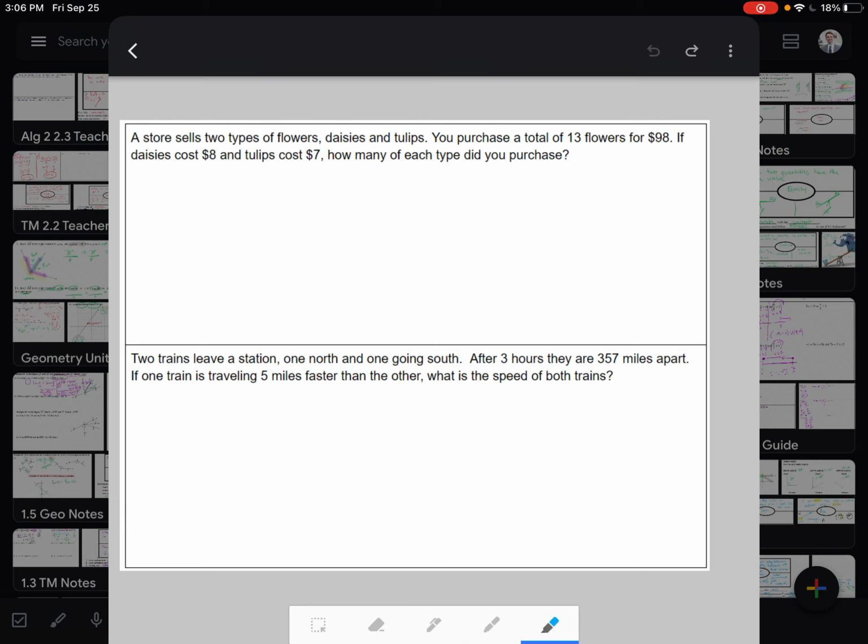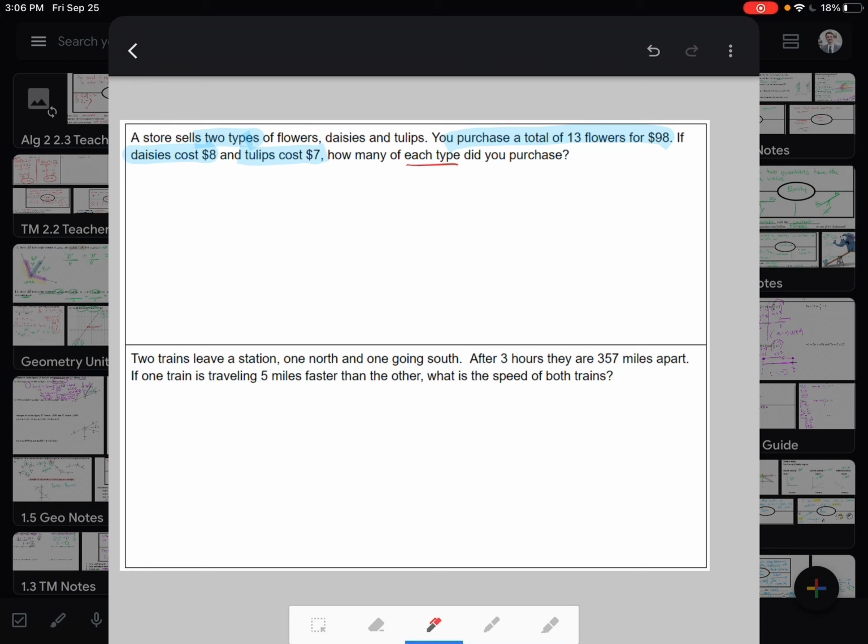So a store sells two types of flowers, daisies and tulips. So you purchase a total of 13 flowers for $98. Okay. Daisies cost 8, tulips cost 7. How much of each type do you purchase? So each type, that's telling us we have two unknowns. So if we have daisies that cost $8 and tulips that cost $7, and our total spent is 98, that would be an equation.